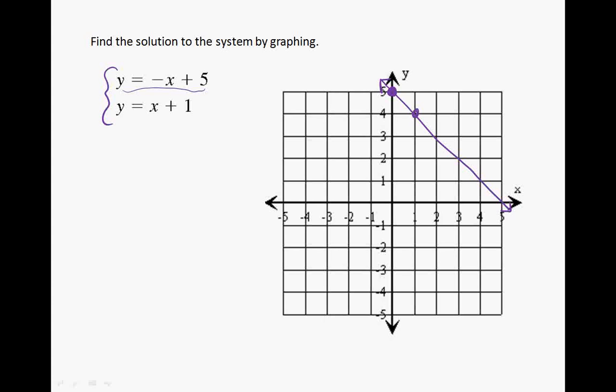Okay, the second one, y equals x plus 1. That line has a y-intercept of positive 1 and a slope of positive 1. So I'll move up 1 over 1.